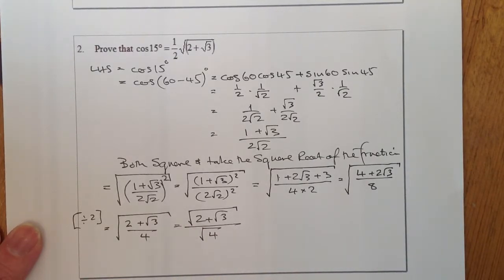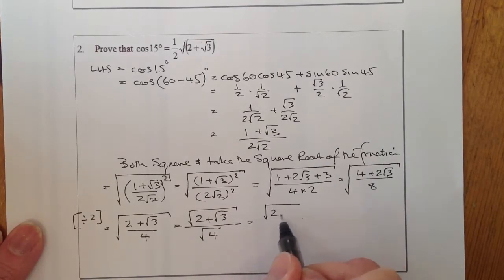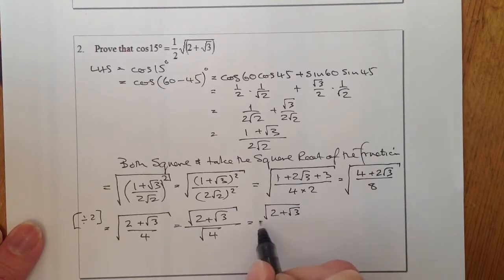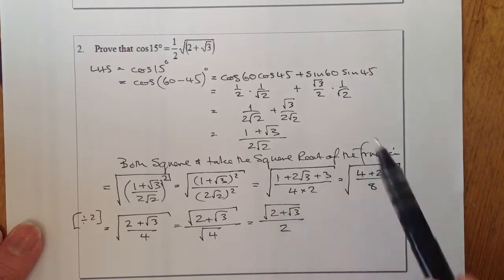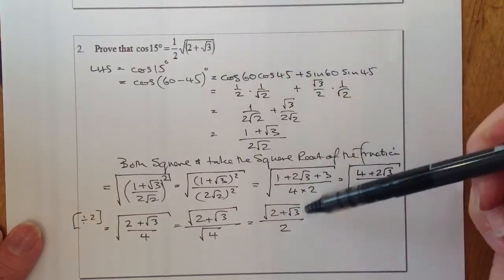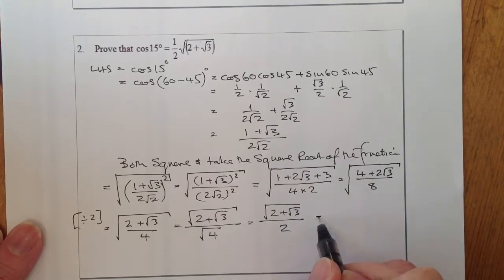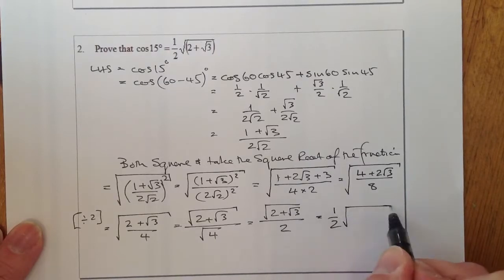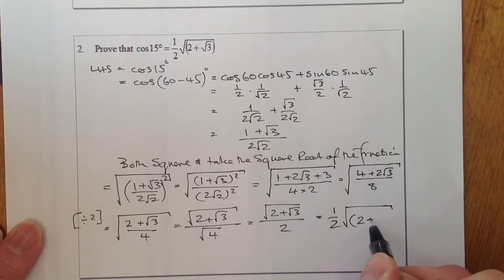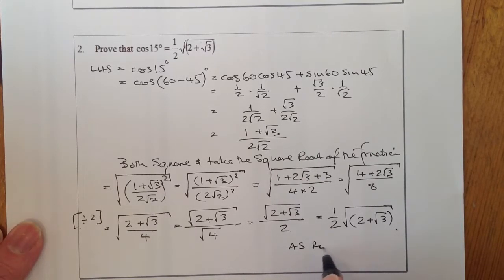Okay, just split it. Now what I can see is I've got 2 plus root 3 all over 2. And instead of writing it like that, I've now got it into the form that I'm after, but to put it exactly into that, I'll bring that 2 to the front as my fraction. So that's going to be a half, and it's going to be square root of 2 plus root 3. And that's the question complete. And we'll just say either as required.